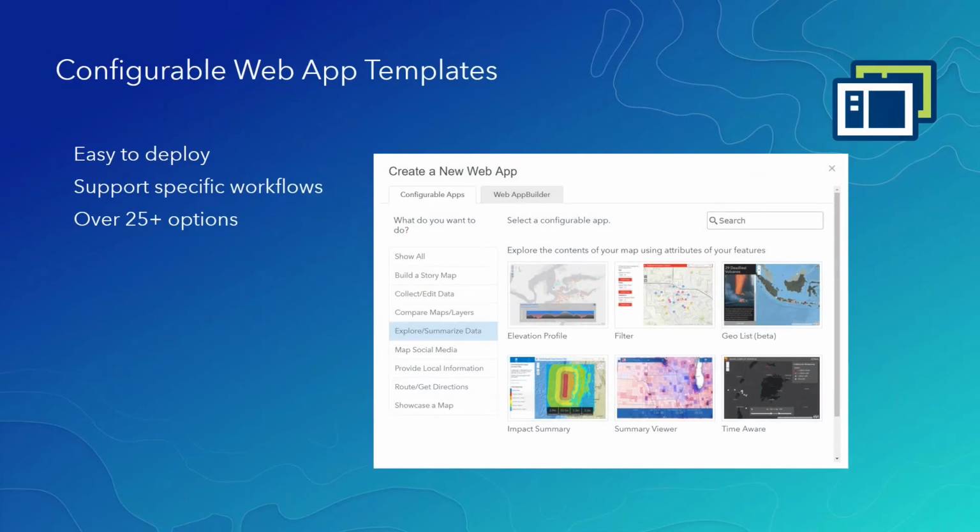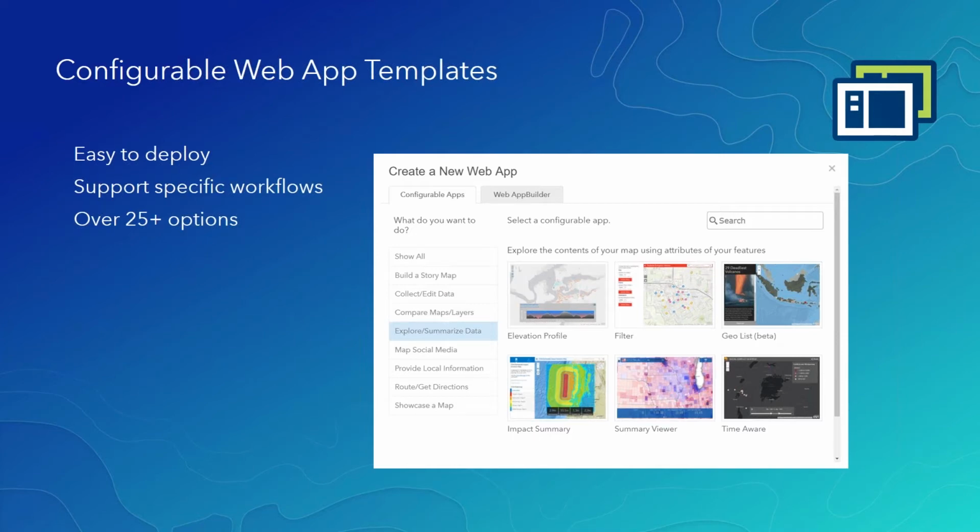So one way of generating one of these dashboards or applications is using configurable web app templates. These are really easy to deploy. Essentially, once you've prepared your web map, you can spin one of these up. They're generally focused on a specific task, and there are some really great options that I think align really well with monitoring and evaluation activities. We can see here in the image, the filter tool is great.